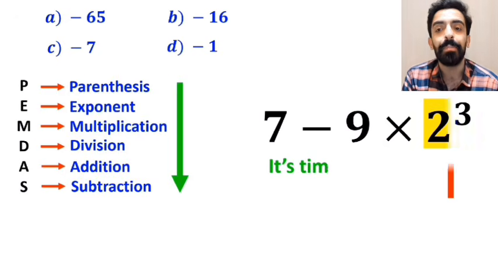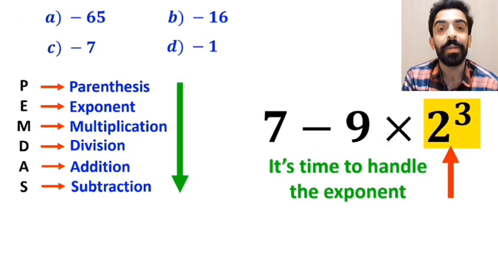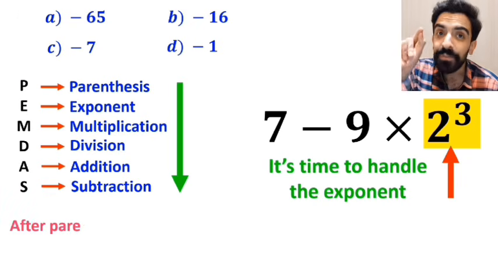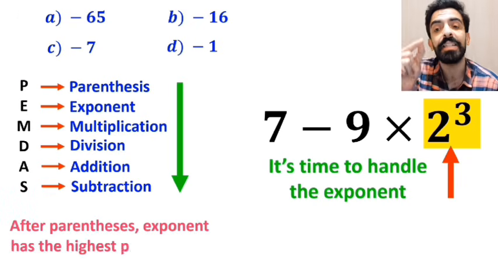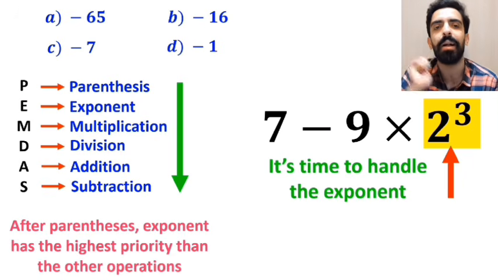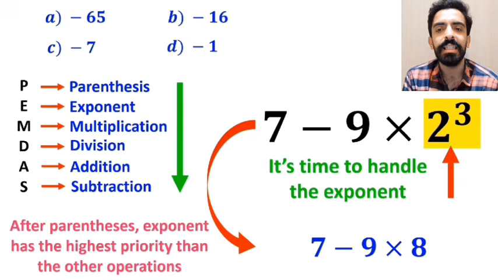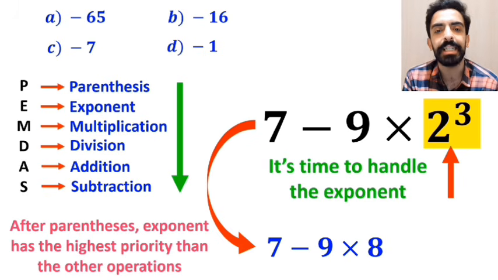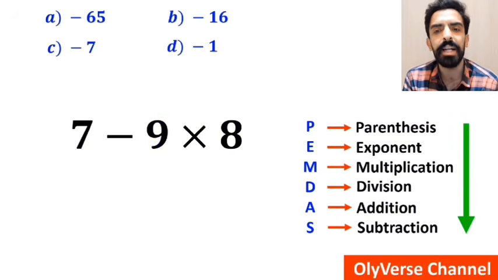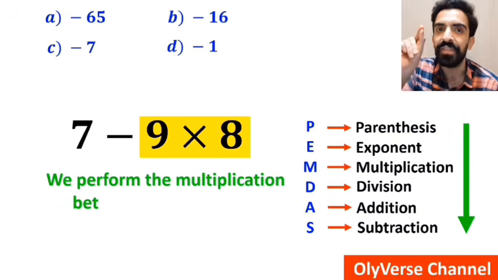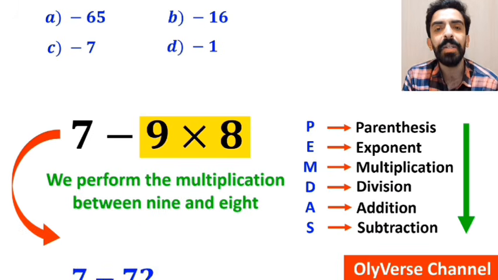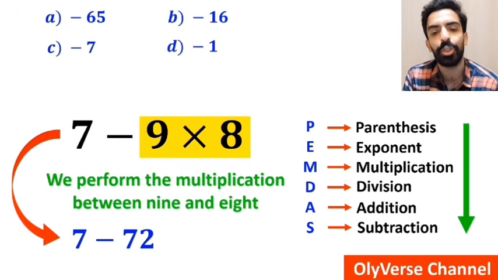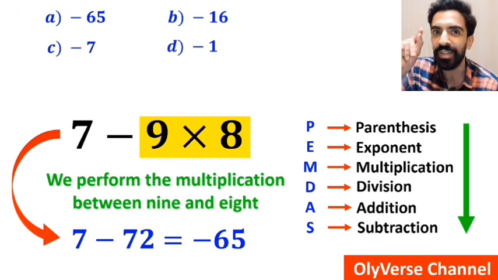And the following step, it's time to handle the exponent, because according to the PEMDAS rule, after parentheses, exponent has the highest priority compared to the other operations. So, this expression becomes 7 minus 9, then times 8. And the final step, we perform the multiplication between 9 and 8, and simplify this expression to 7 minus 72, which finally gives us the answer negative 65.